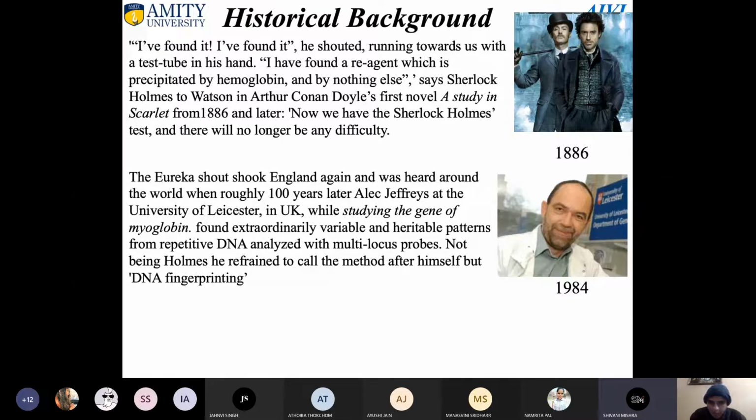Here also, when Alex Jeffrey was studying the gene sequence of myoglobin, he found extraordinary variability compared to other genes. Myoglobin genes have much more variability. Two individuals do not have the same sequence of myoglobin. Maybe for the amylase gene that I have, you also have a similar sequence, but certain genes have extraordinary variability. When variability is there, you can tell that two are different. If variability is not there, then you can't say that they are different.